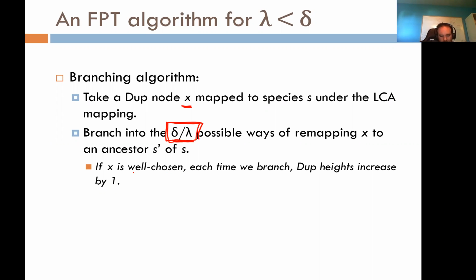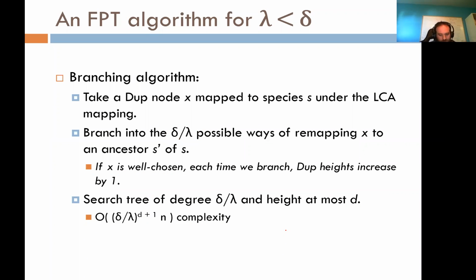And if your gene tree node is well chosen, you know that wherever you remap it to, it's going to increase your duplication count by 1. So you get this search tree with degree delta over lambda and depth at most D. And this is where we get that complexity from. I'm skipping over a lot of details. This well-chosen is the crucial part, but I won't discuss that. This is the main intuition.